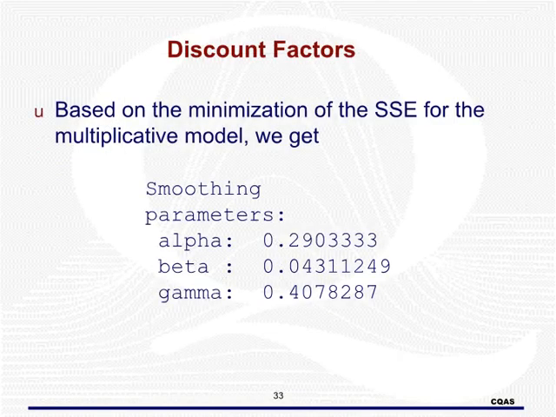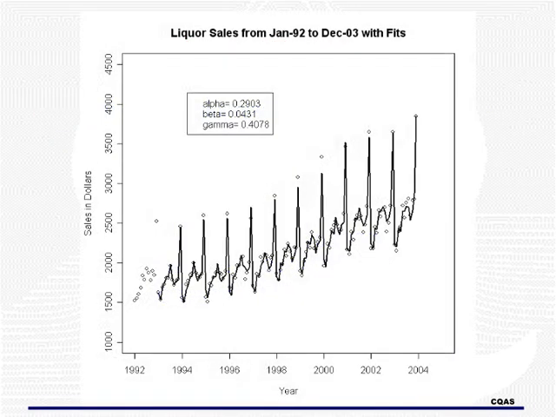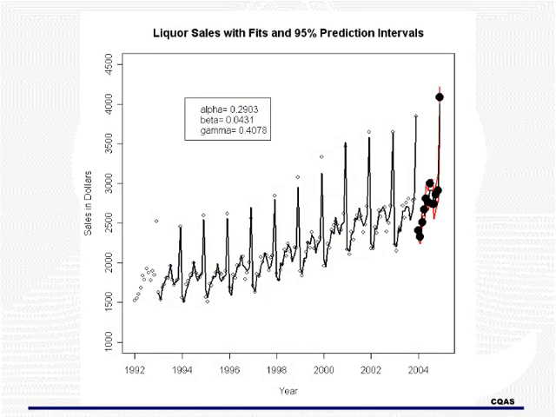Next, we need to determine the discount factors. Based on minimizing the SSE, we find the discount factors given in the slide. Here is the initial plot with the fits. The smooth data seem to fit well. Let's add the 2004 data. Here is the plot including not only the fits, but also the PIs and observations for 2004. They seem to cover, but let's get a closer look.